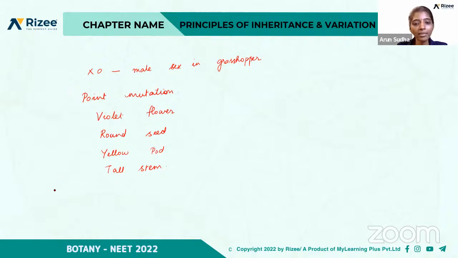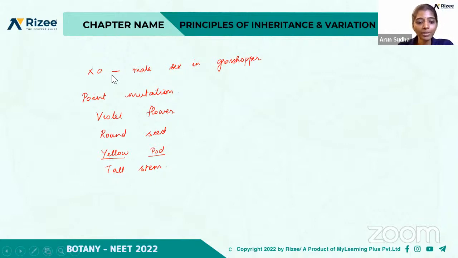So here the answer is C, that is yellow pod. Okay, so C is the right answer. Violet flower, round seed, and tall stem are all dominant characters. So yellow pod is the odd one out among these. So C is the right answer. Okay, is it clear?